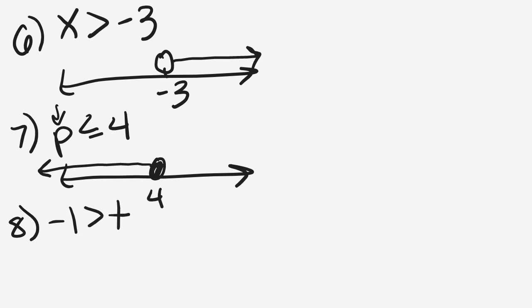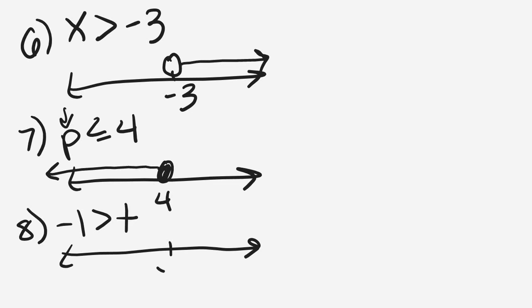-1 greater than t. They tried to spice it up by changing the order, but that's okay. So here's -1. It's going to be an open circle since we don't have a line under it. And we want all the t's. Notice how the t's are smaller than -1, right? The alligator's eating the -1, which means the -1 is the bigger one. So it's going to look like that.